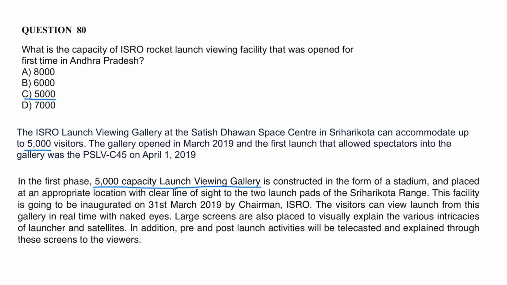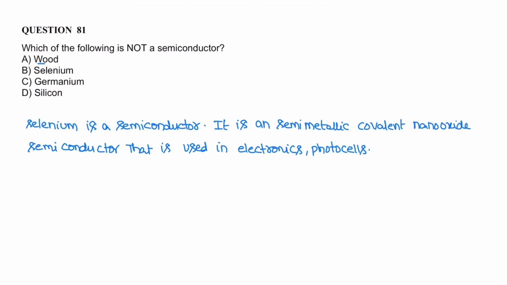Next question. Which of the following is not a semiconductor? Selenium, germanium, silicon, these are semiconductors, whereas wood is an insulator. Wood is an insulator. Correct option is A. B, C, D are semiconductors. A is an insulator.